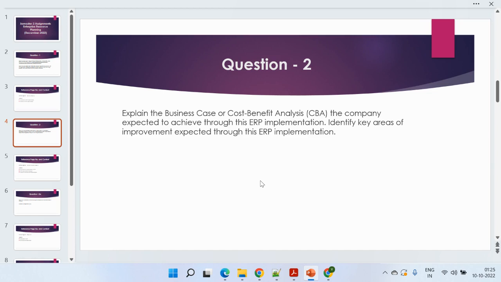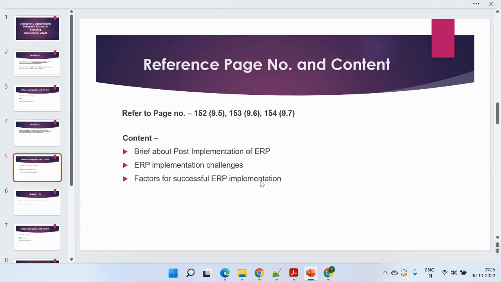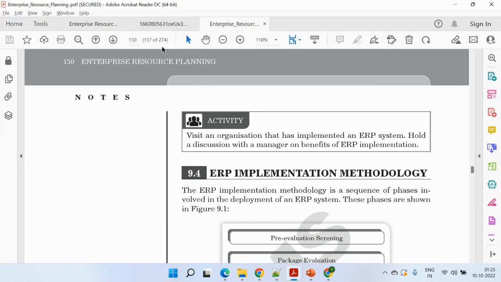So, CBA is not directly given in the book. Maybe you can refer to the internet, maybe you can refer to that case study, or maybe you can just understand the concept of CBA and write it down, reframing the things. But from the book, we can collect some of the stuff which I have just added. So going to page number 152.